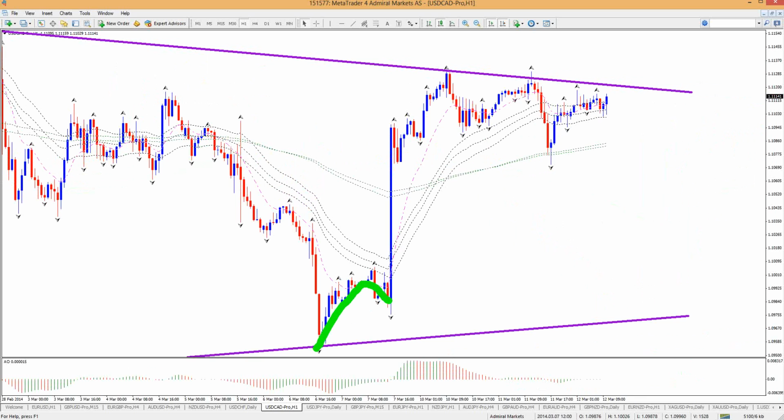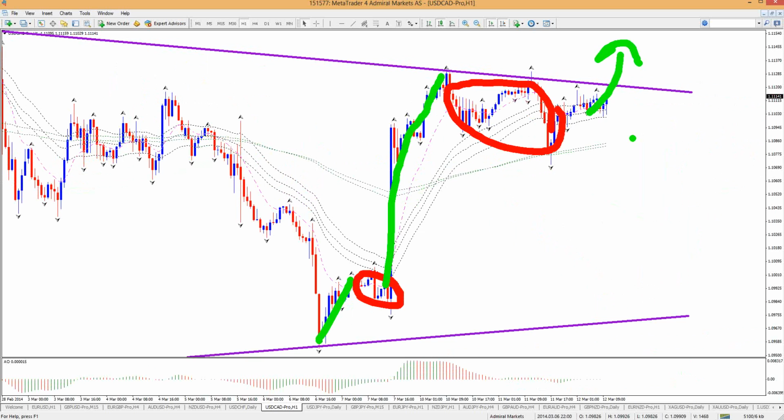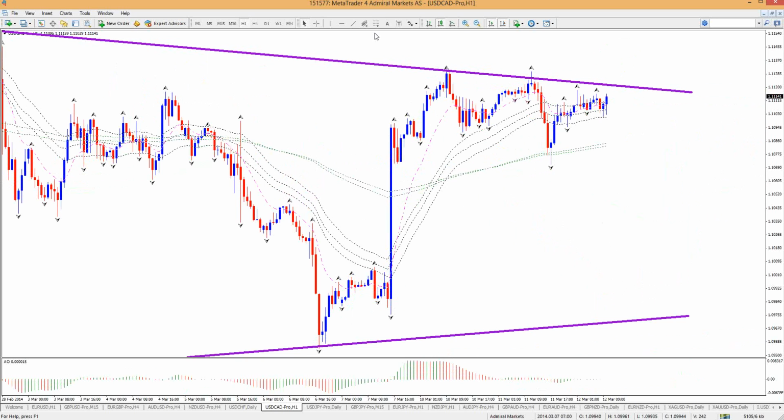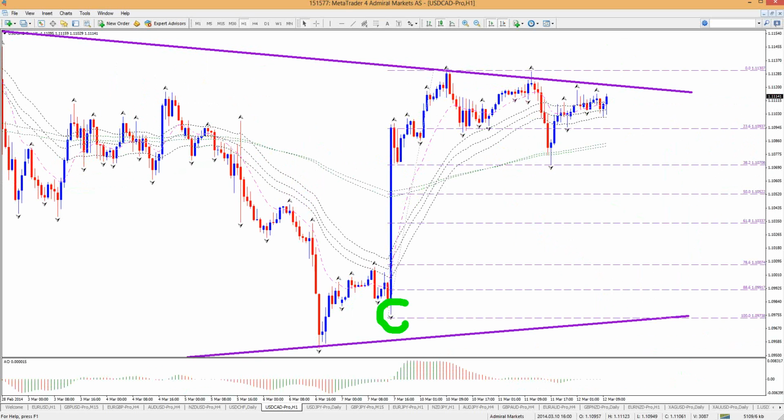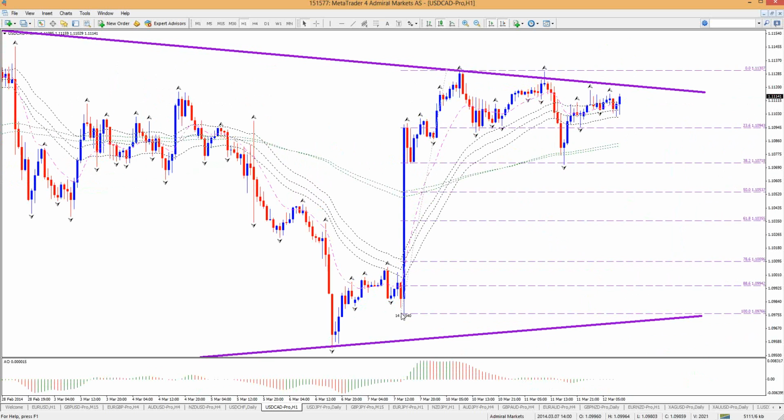This is looking more and more like an impulse, correction, momentum, or impulse, correction, and we're going to get a follow through here. So if we put a fib, for instance, on this upside, what do we see? A 38.2 fib bounce.